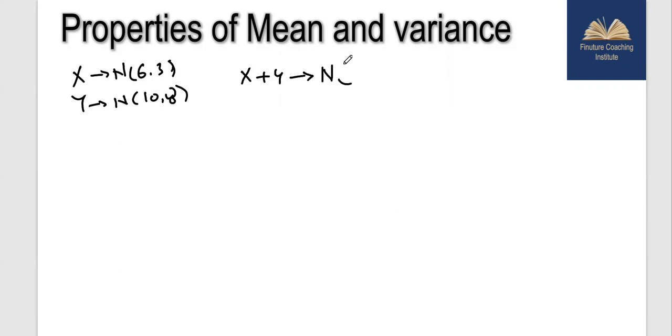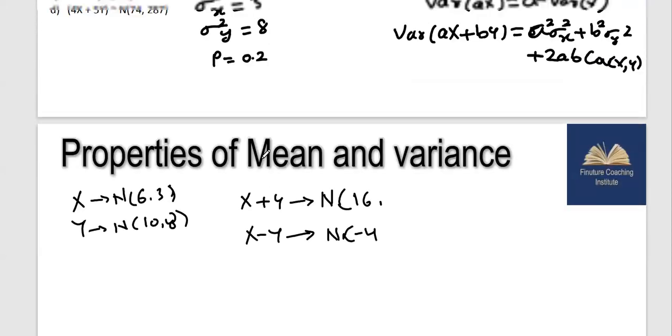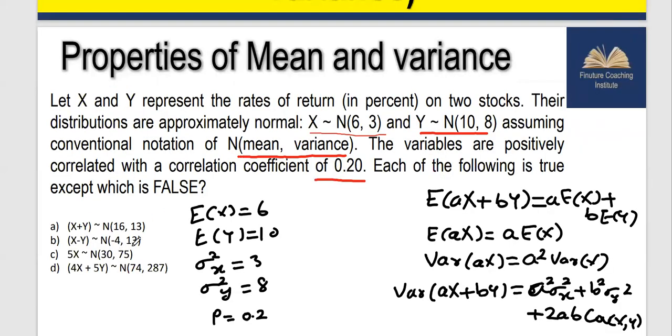Let's see. The expected values get added, so we'll just directly add them up. It would be 16. We'll see how we can find the variance. Similarly, for x minus y, it would be 6 minus 10, that is minus 4. So the means of these two are 16 and minus 4.